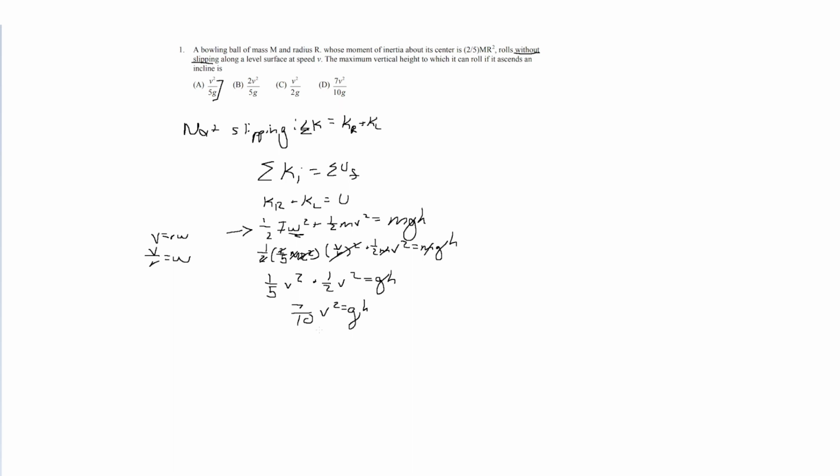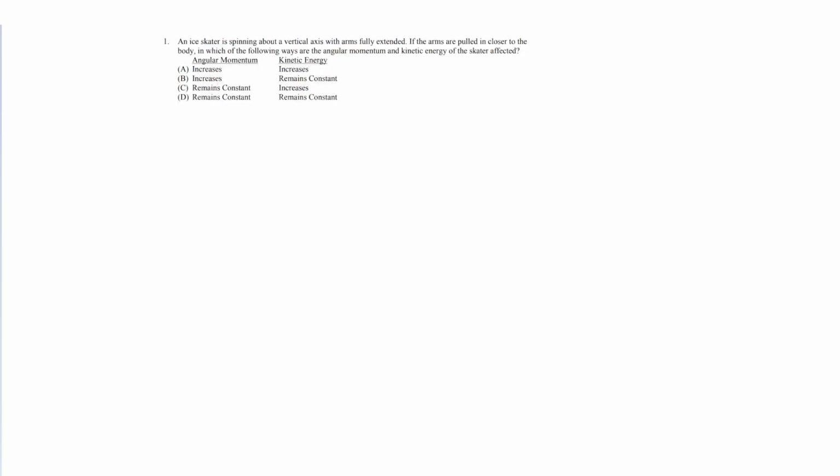So we can just divide by g here, and we'll say 7v squared over 10g is going to equal h. So our answer to this question is going to be D. Okay, so let's take a look at this next question.